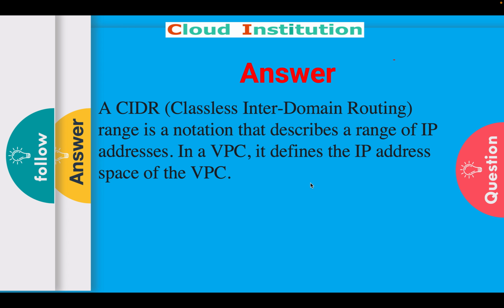So for example, if you have infrastructure and you want some 200 IP addresses, you have a system and you just want 200 IP addresses, how do you allocate that particular network for the 200 virtual machines? That defines the CIDR range.